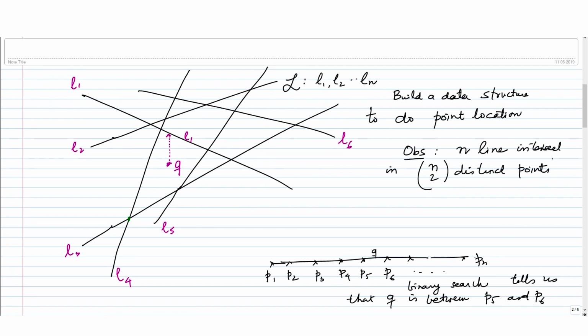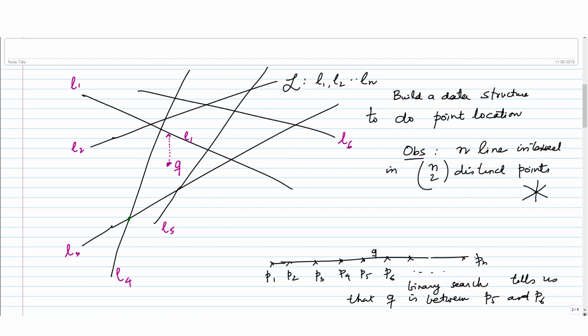Now, you may question this: what if I have a situation like three lines passing through the same point? Then this n choose 2 will not hold, right, it will be less than n choose 2. But I am assuming this for the sake of making some of my arguments simpler, not that it will not hold otherwise. This is called a simple arrangement.